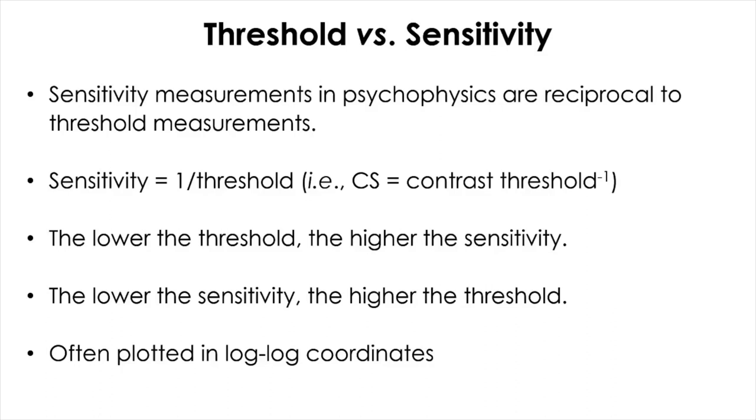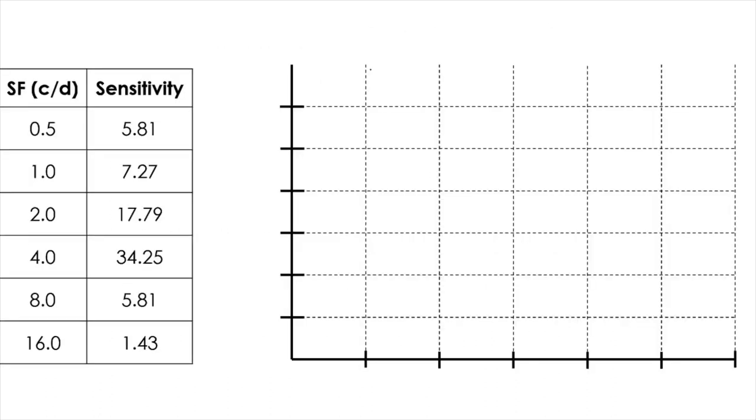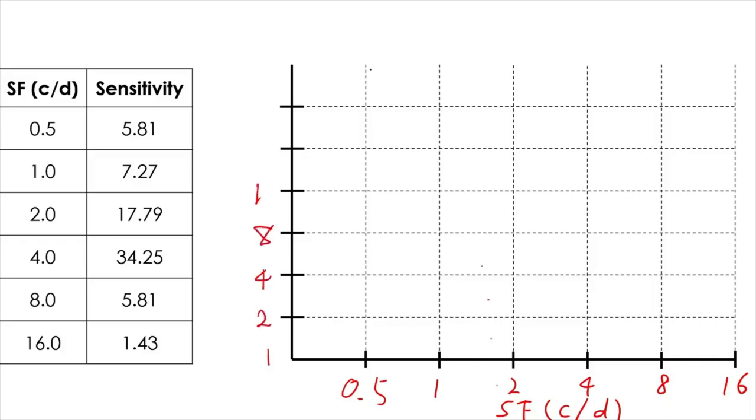Now let's draw a contrast sensitivity function. Okay, so here is our data. So we have spatial frequency of 0.5, 1, 2, 4, 8, 16, and that's spatial frequency in cycles per degree. Now for sensitivity, let's just start from 1, 2, 4, 8, 16, 32, 64, and this is CS for contrast sensitivity. And this is unitless, so there's no unit for contrast sensitivity.